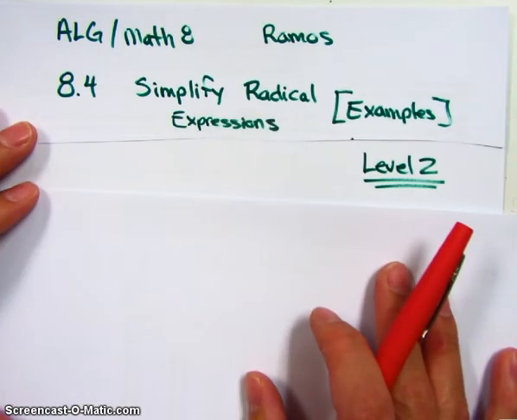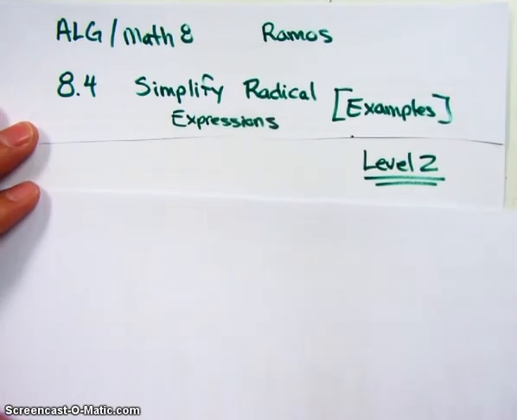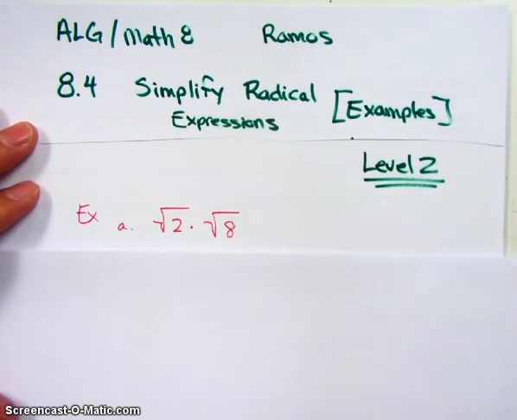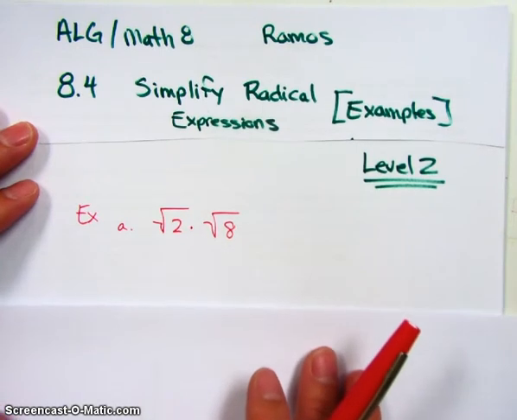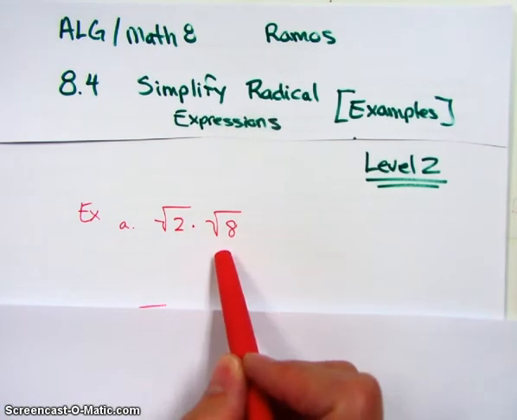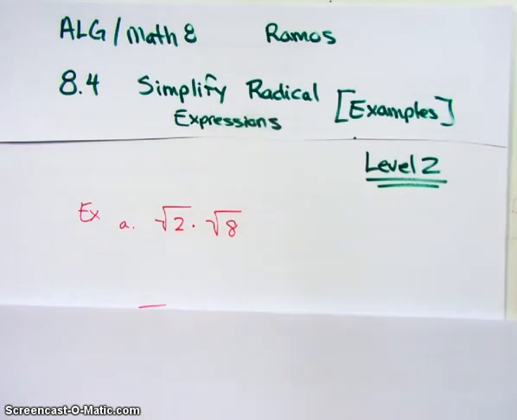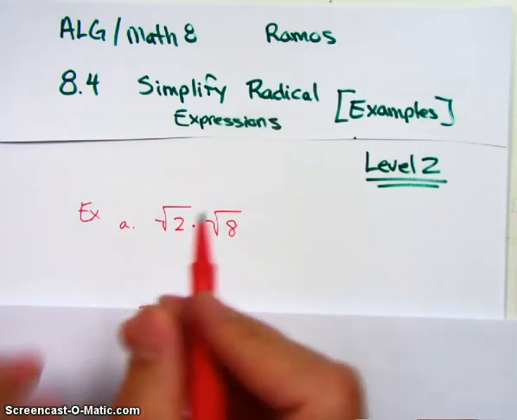Okay, so now here's level 2 type of questions, kind of a variation of what level 1 was about. So let's say, for instance, I have something like this. I have two radicals that are trying to be multiplied. Well, if you remember the key concept of product property of radicals, you can split things up. You can also put things back together.